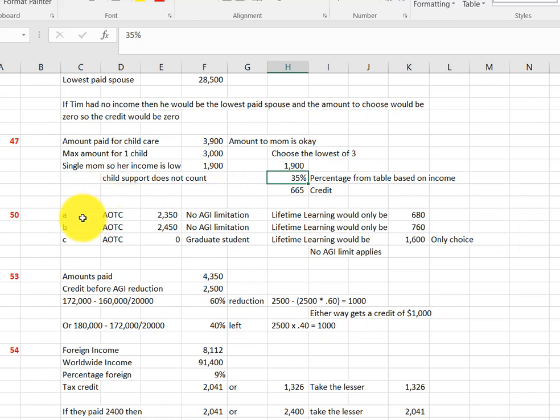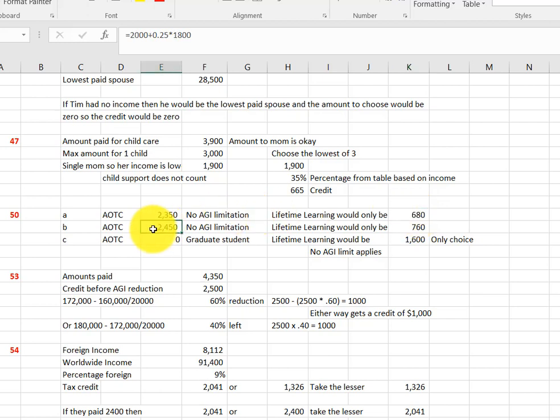Number 50, we're going to look at education credits. And remember, we always want to consider, if possible, the American Opportunity Tax Credit, because it's far better than the Lifetime Learning Credit. In this situation, the AOTC would be $2,000 plus 25% of the next $1,400. We're not over the AGI, so you don't have to worry about the limitation. Lifetime Learning, if they somehow didn't qualify for the AOTC, would only be $680, 20% of the $3,400.